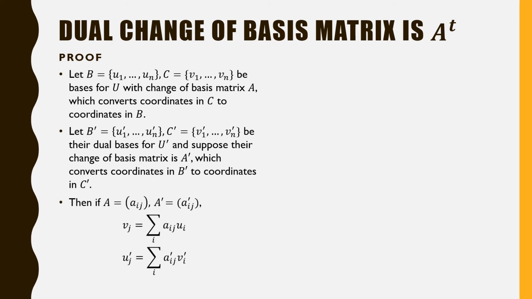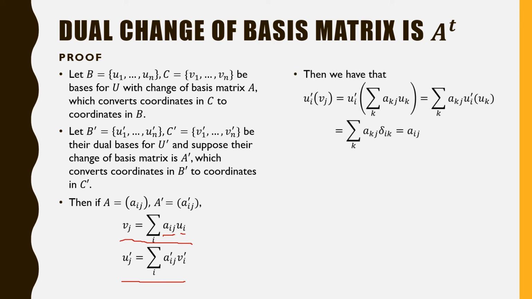So you can see here that the Vj are written in terms of the columns of A, which are their coordinate representations on the Ui. So the columns of A represent the linear combination coefficients on the Ui's that produce the Vj's. And the Uj primes and the Vj primes have the same relationship here, just swapped with the Aij prime. Once we have that, we can do a computation two different ways. What we're going to do is compute Ui prime on Vj, and we're going to do it two different ways.